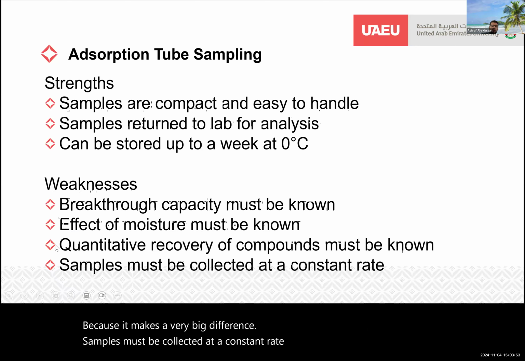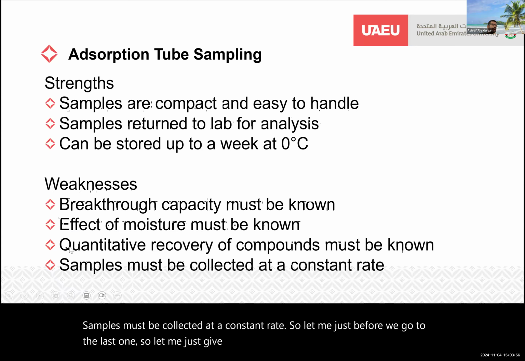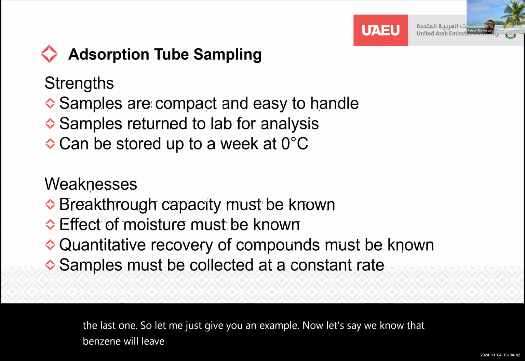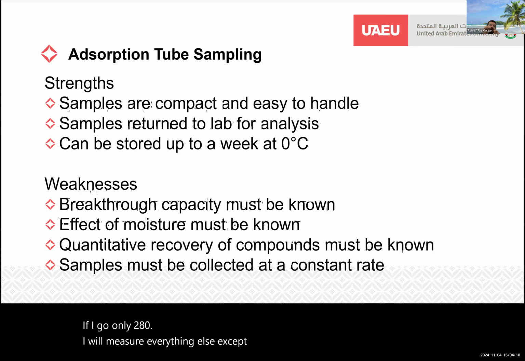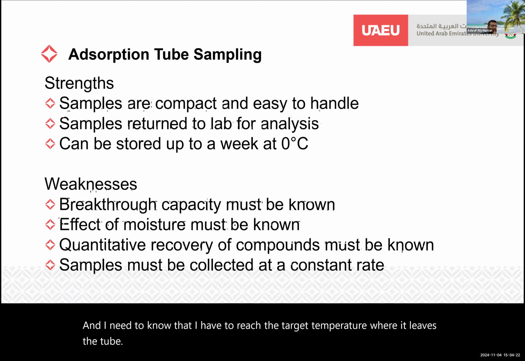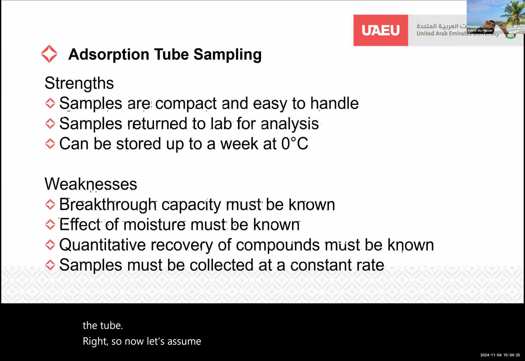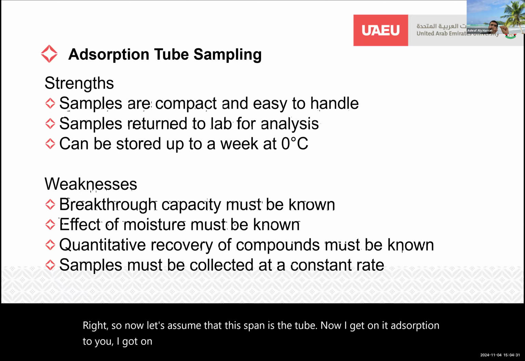Let me give you an example. Let's say we know that benzene will leave the tube at a temperature of 200. If I only go to 180, I will measure everything else except benzene. So I need to know that I have benzene, and I need to reach the target temperature where it leaves the tube. Now let's assume that this pen is the tube, an adsorption tube. I got on it three VOCs: benzene, toluene, and hexane.